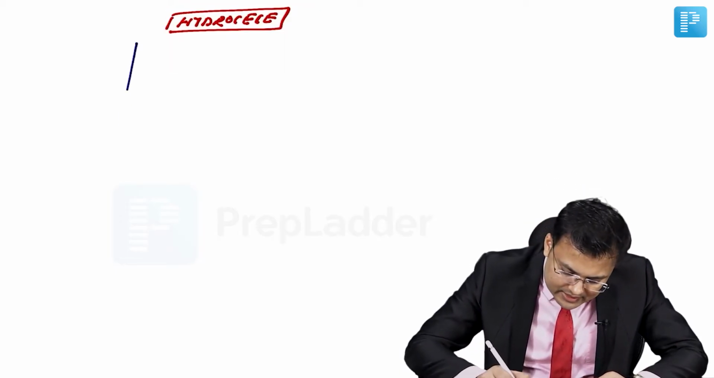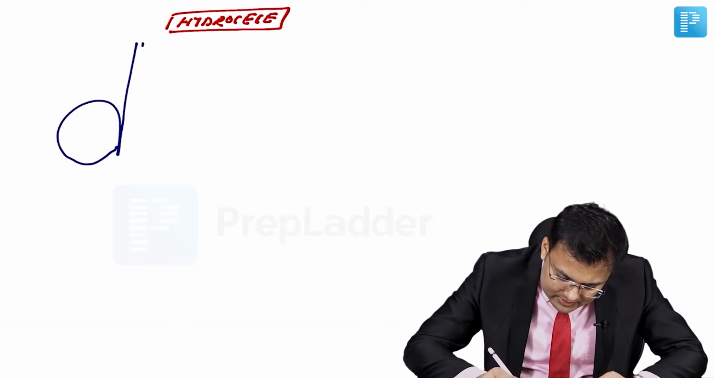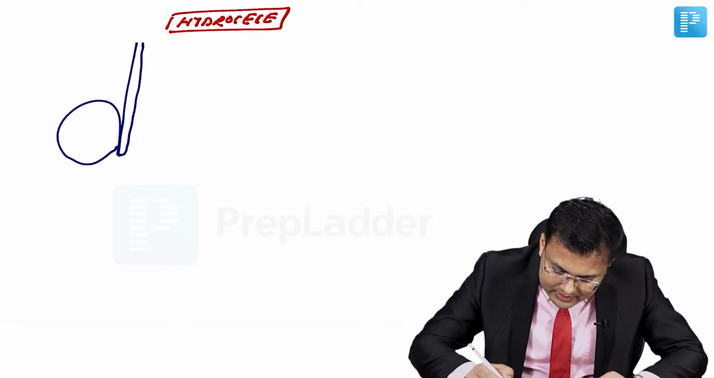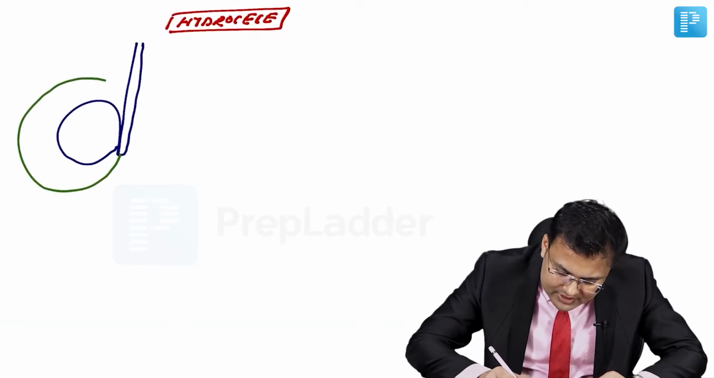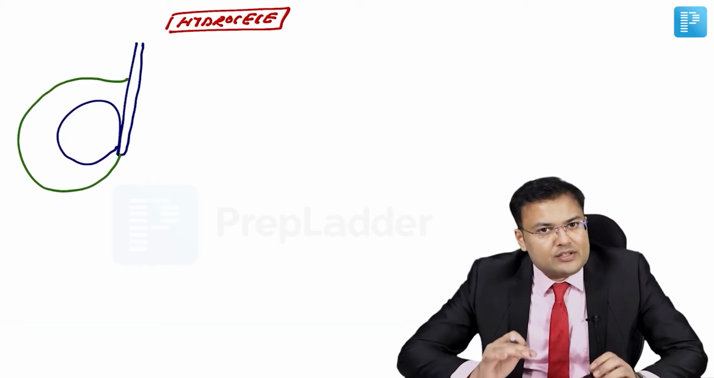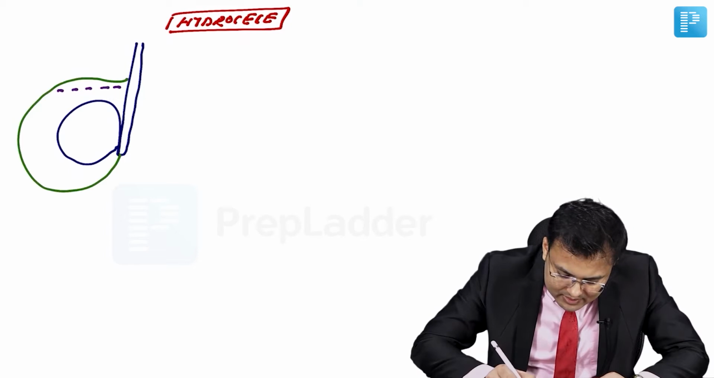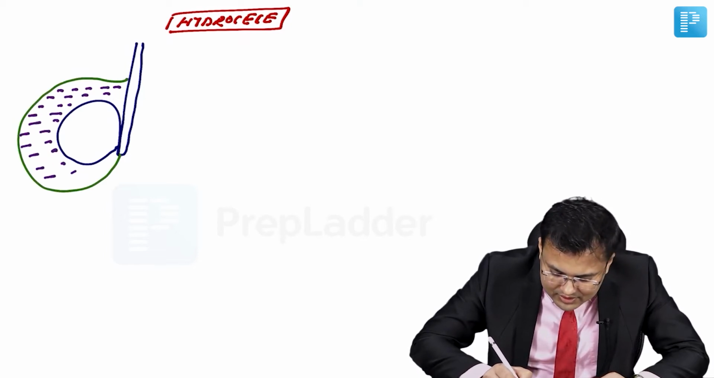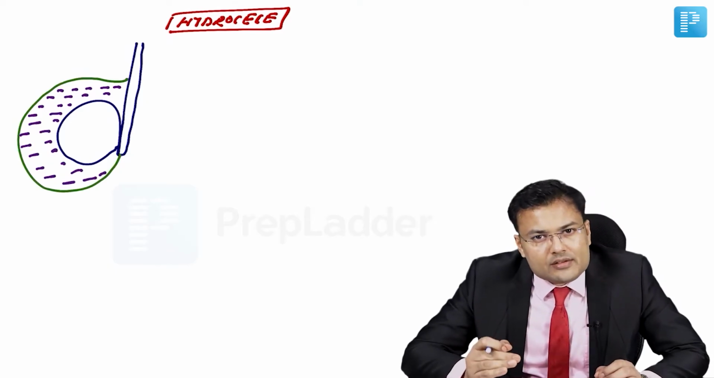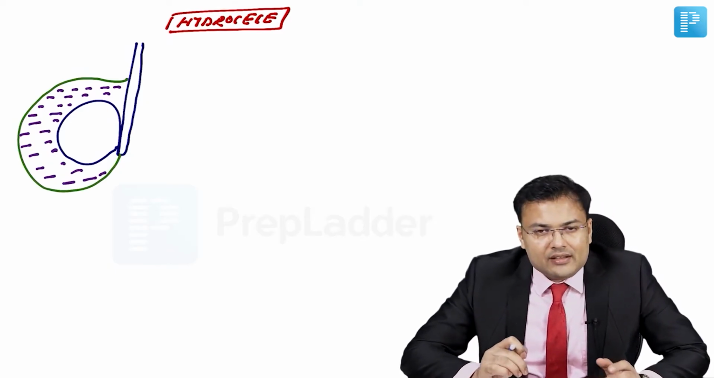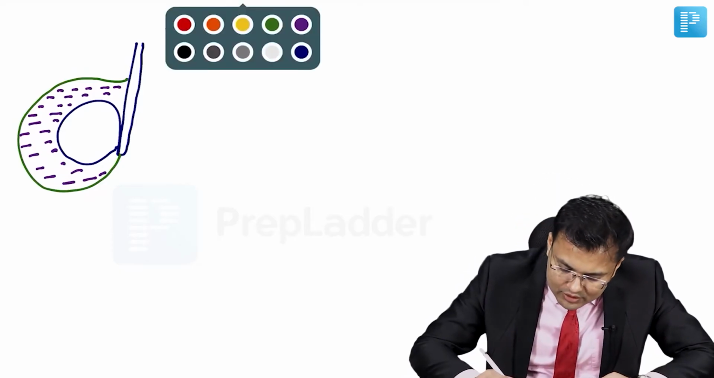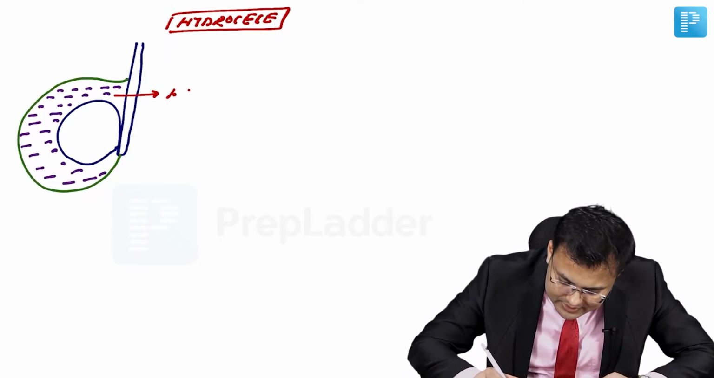Here you can see this is the testis. This is the cord structure. And this is the remnant of processus vaginalis around the testis. This is the tunica vaginalis. Within the layers of tunica vaginalis, what happens? There is a collection of fluid. So whenever there is a collection of fluid within the layers of tunica vaginalis, this is known as vaginal hydrocele. So the most common type is vaginal hydrocele.